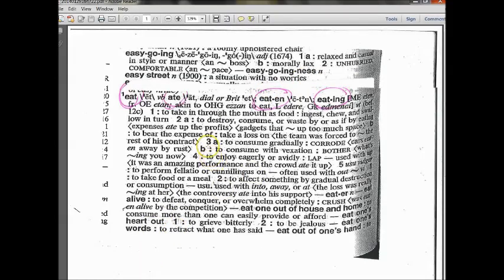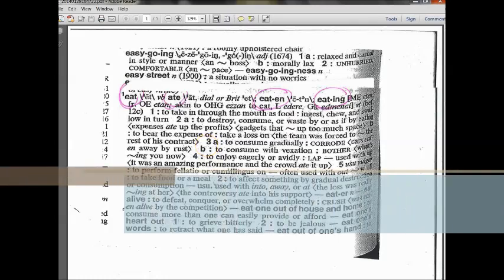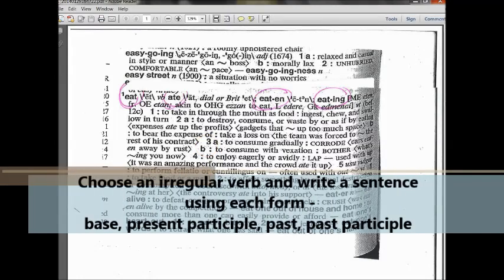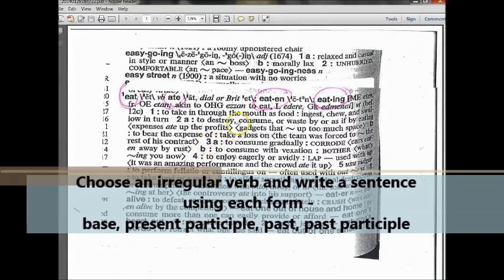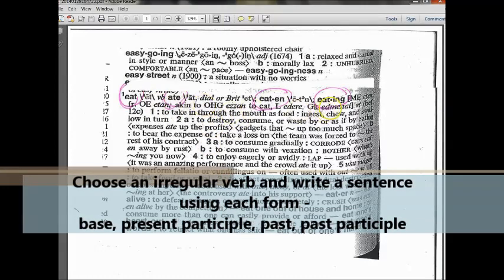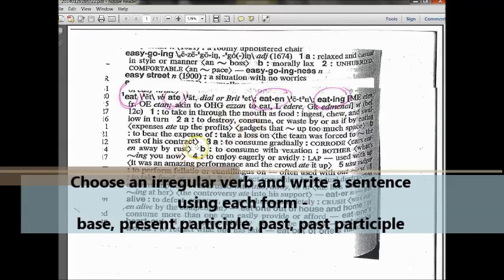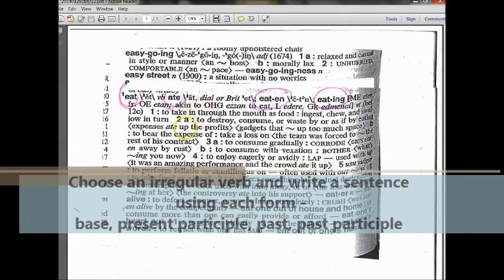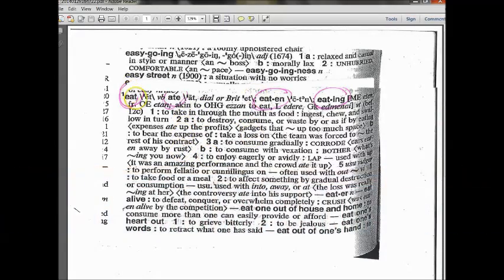For your assignment, I want you to pick an irregular verb, and I want you to make four little short sentences with that same irregular verb using each of the four forms. Be sure to identify which form is which when you make your sentences.